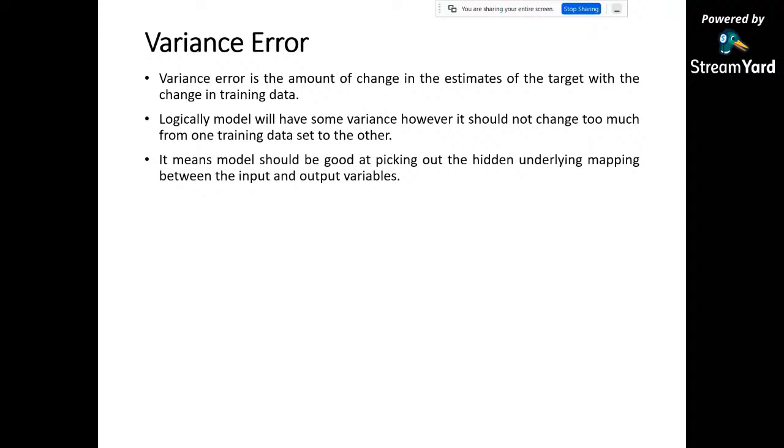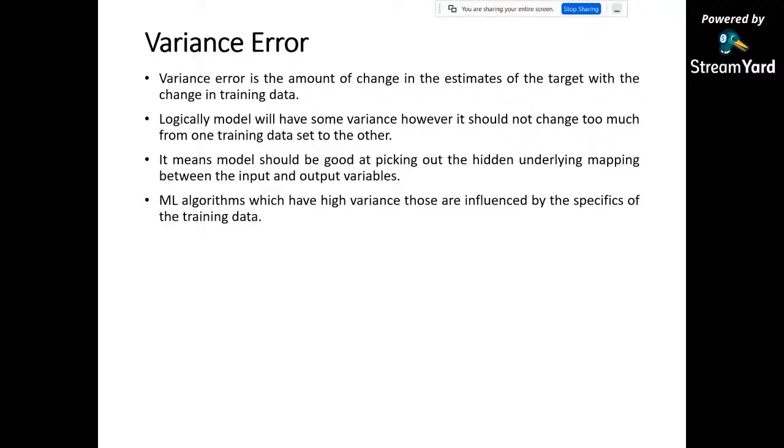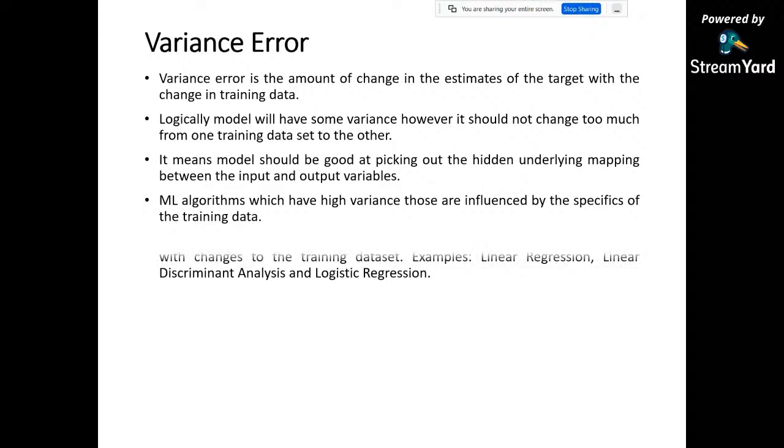In simpler terms, it means the model should be good at picking out the hidden underlying mapping between the input and output variable. Okay. So ML algorithms which have high variance are influenced by the specifics of the training data. Keep this in mind. Now there are certain low variance algorithms and certain high variance algorithms. Low variance suggests small changes to the estimate of the target function with changes to the training dataset. If you change the training dataset, in the estimate of the target function there will be only a small change. Your estimate will not vary much with respect to your training data. Then you say, okay, it is low variance.